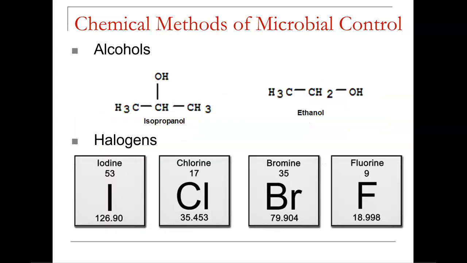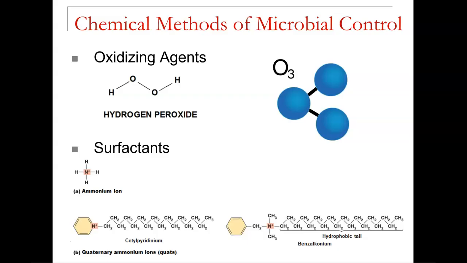Alcohols. The level of activity here is going to be intermediate, and their mode of action is to denature proteins, disrupt cell membranes, and kill cells. You also have halogens. Halogens are going to be things like iodine, chlorine, bromine, fluorine. Their level of activity is also going to be intermediate, and their mode of action is to denature proteins, so break those proteins down. Oxidizing agents, things like hydrogen peroxide, are going to have a high level of activity. Their mode of action is to denature proteins through oxidation.